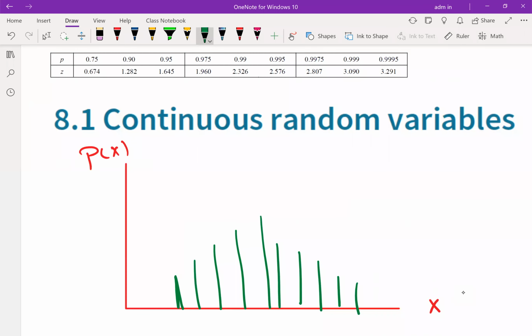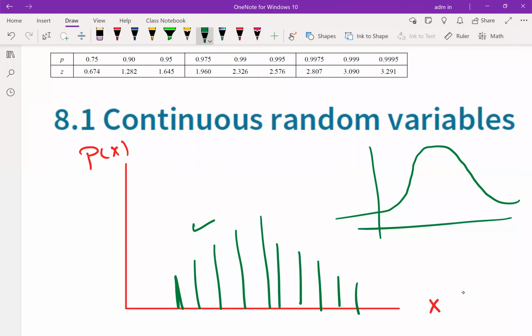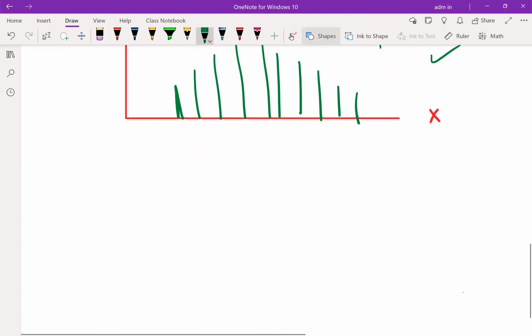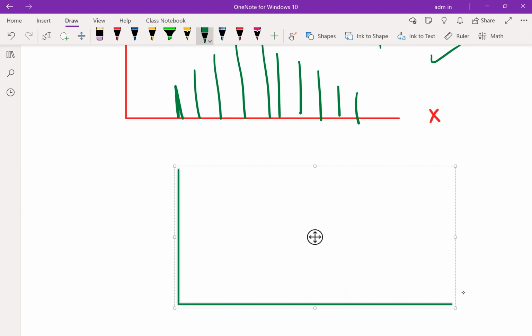If it is symmetrical, the continuous will be exactly the same, but it will be a smooth curve like this. This is discrete and this is continuous. So, the continuous random variables. Do you hear about the curve? It's exactly like a bell curve. It will be like this.